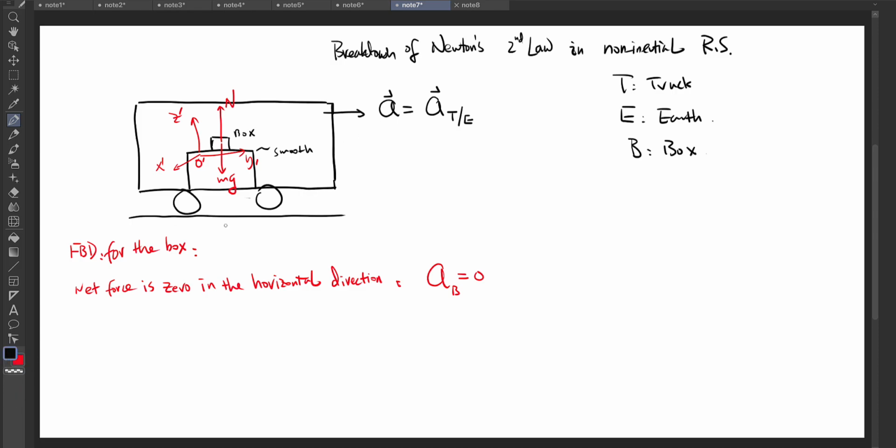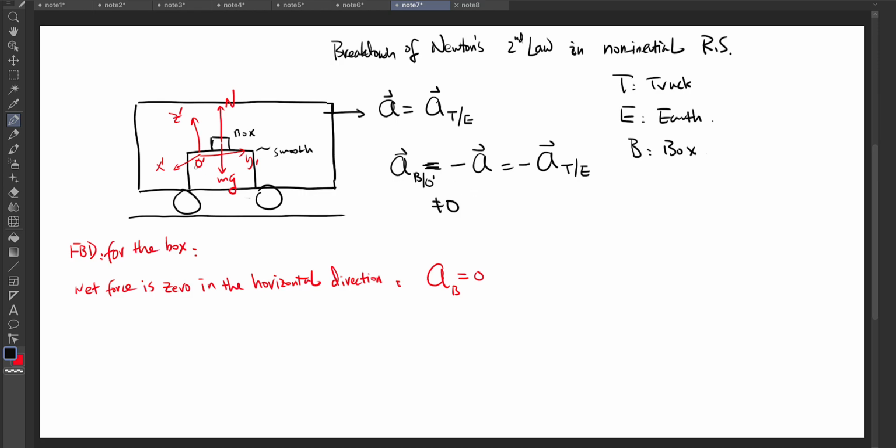Then the box's acceleration in this O-prime reference system, with respect to O-prime, is accelerating to the left side, meaning it's negative A that we talked about earlier, and this A is the truck's acceleration with respect to the Earth. So it's negative this quantity, and then this quantity is non-zero.